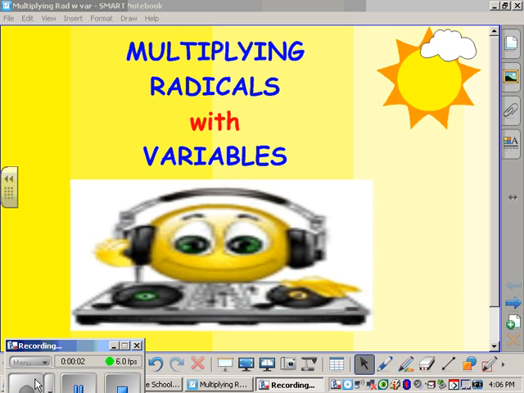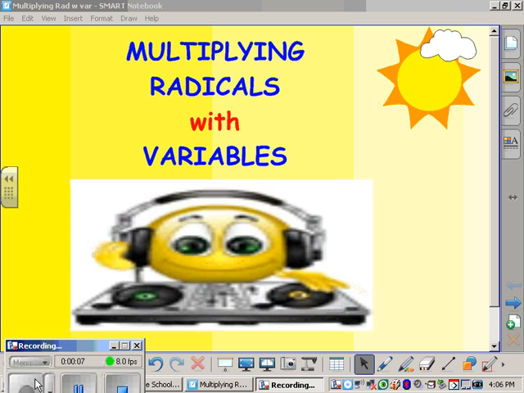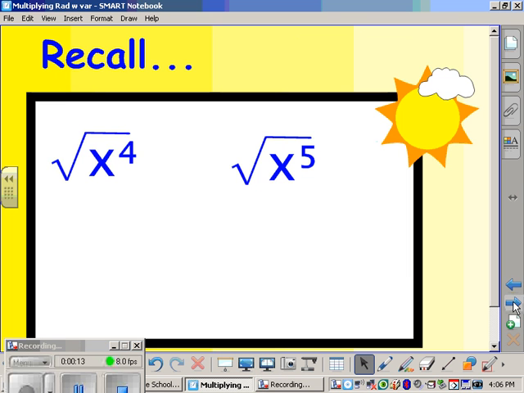In this lesson, you will be multiplying radicals with variables. Let's take a look at some examples to better explain this concept. Recall from a previous lesson how to simplify a radical with a variable under it. Let's start with radical x to the fourth.